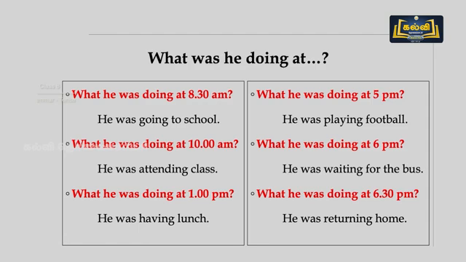What was he doing at 5 p.m.? You know, school is over at 5. He was playing in the playground, right? He was playing football. What was he doing at 6 p.m.? He was waiting for the bus. And what was he doing at 6:30 or 7 p.m.? He was returning home. So when I mentioned the time at 10, at 11, at 5, at 6, you were stating it in past continuous tense. You were doing this at this time, you were doing this at that time.